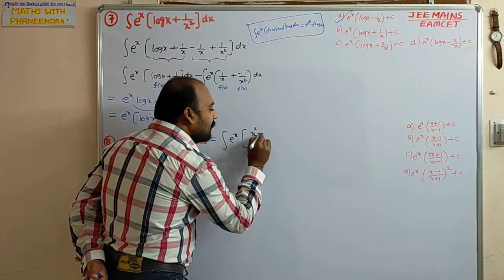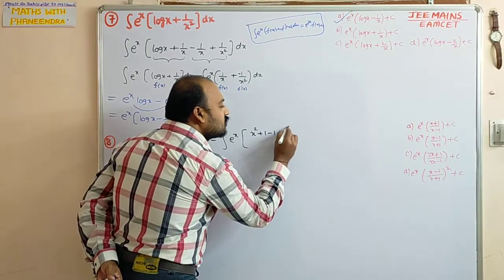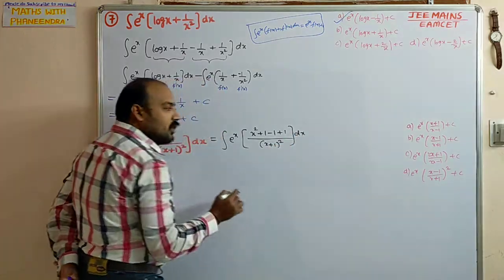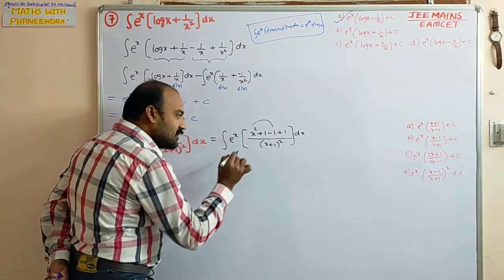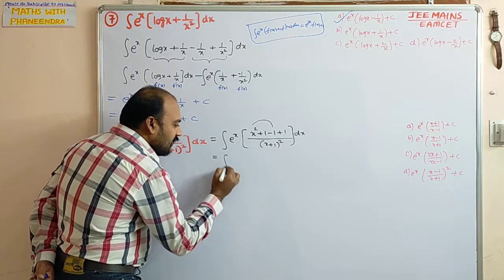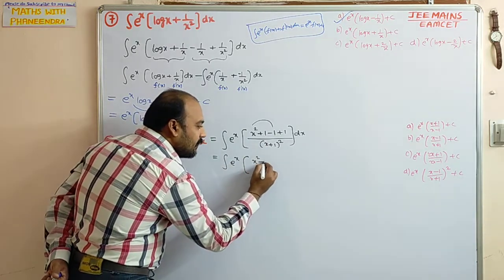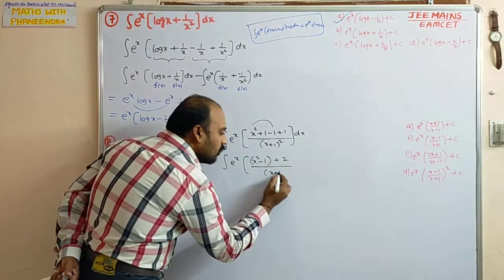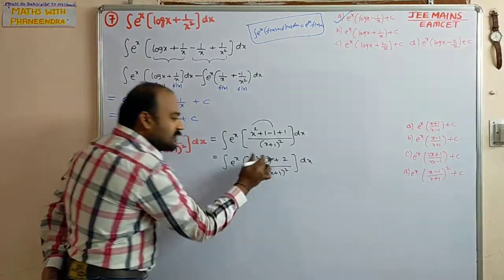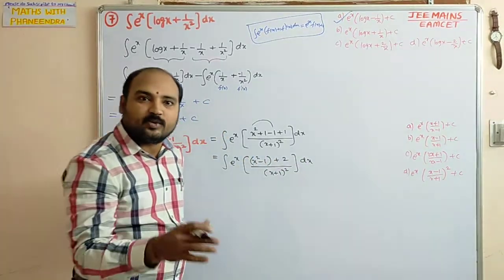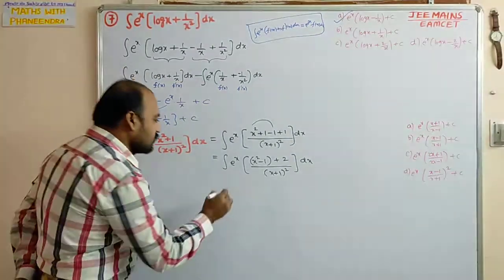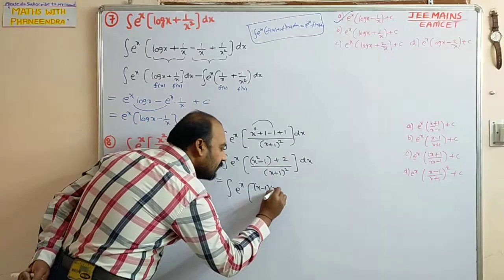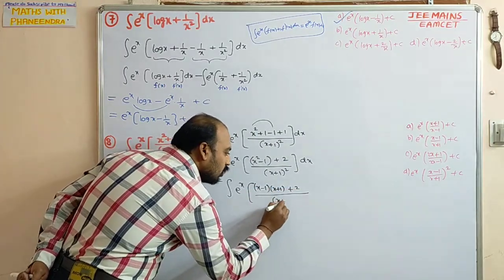Now in x square plus 1, I am adding and subtracting 1, that is plus 1 and minus 1, dividing by x plus 1 whole square into dx. After that, x square minus 1 plus 1 plus 1 is plus 2, divided by x plus 1 whole square into dx. X square minus 1 is in the form of a square minus b square, a plus b into a minus b. So x minus 1 into x plus 1 plus 2 by x plus 1 whole square into dx.